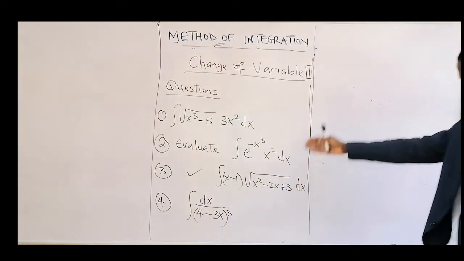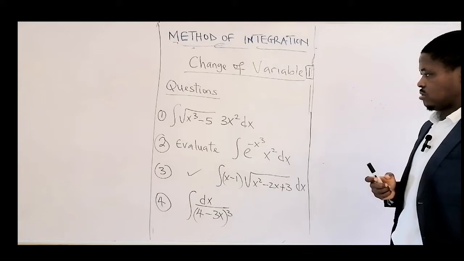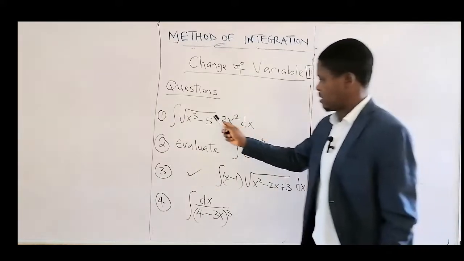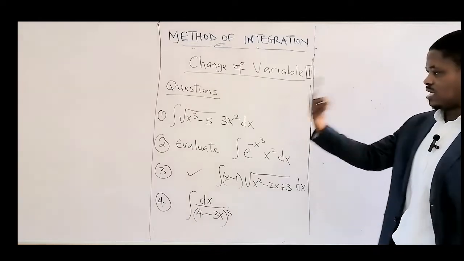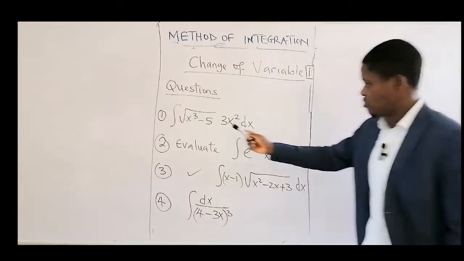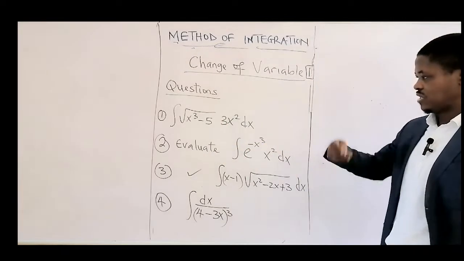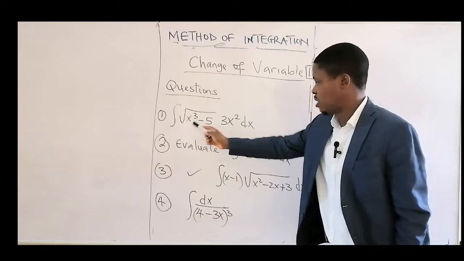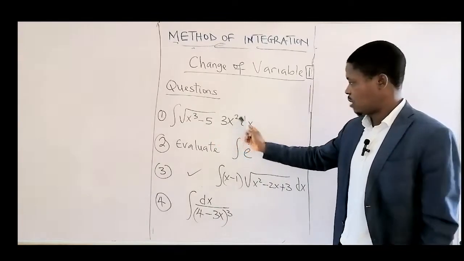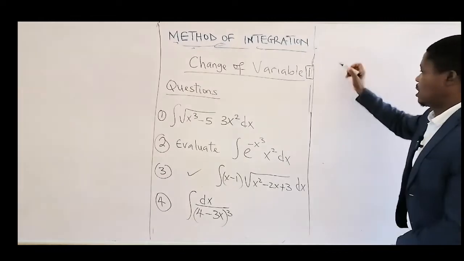We have the following questions. When you look at it very well, you'll see that there's an expression here. If you give a letter, you name the content inside the radical, and you differentiate it. The derivative of the content here will give you 3x squared, which is equal to this. So this can work. Let's see how it goes.